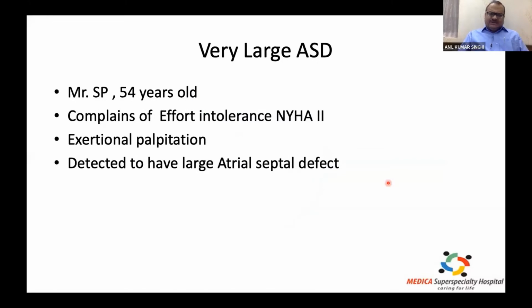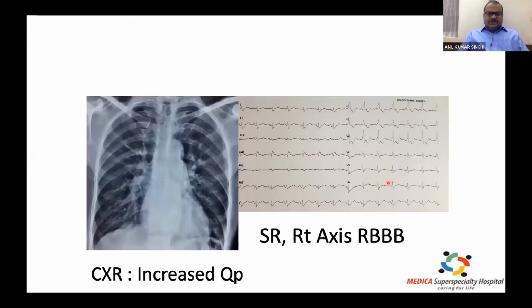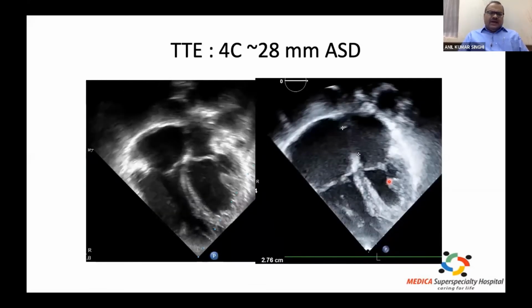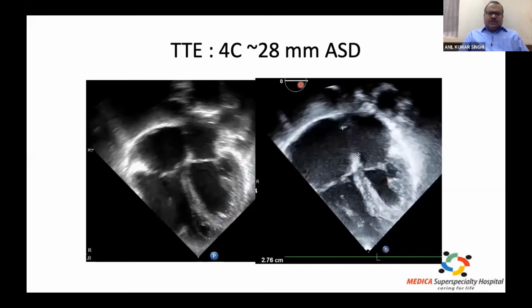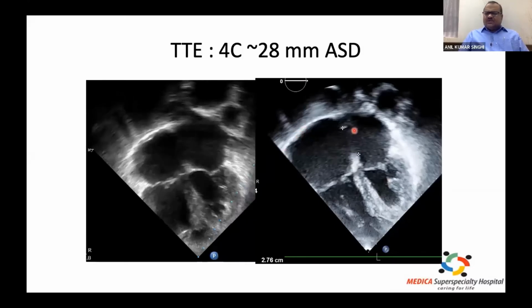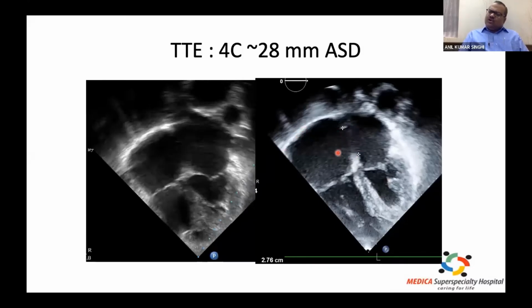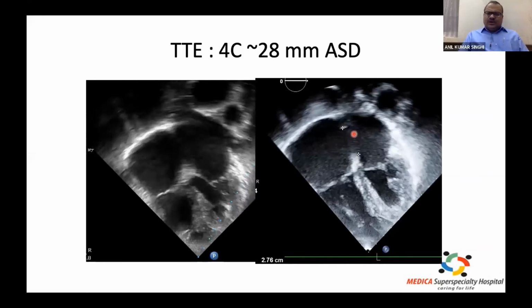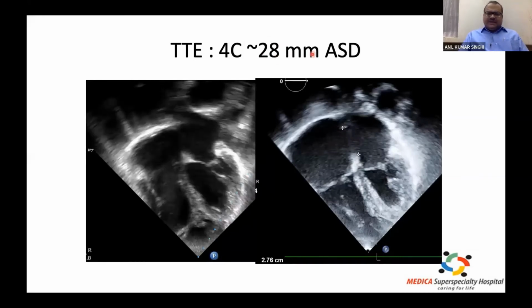The second patient is a 54-year-old gentleman with class 2 effort intolerance and exertional palpitation, who was detected to have a large atrial septal defect. He had increased pulmonary blood flow in X-ray with ECG showing right axis, RBBB pattern. Again, on transthoracic echo, the measurement as we commonly see in the 4-chamber view or in short axis was not coming more. It was around 28 to 30 millimeter only.